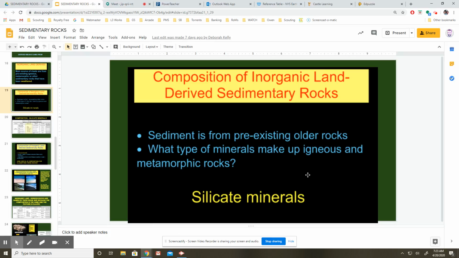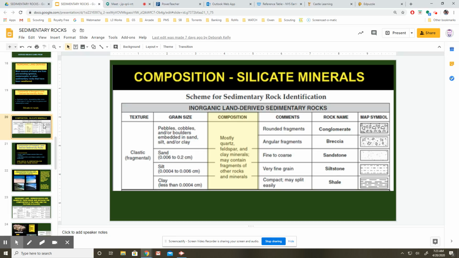So if the silicate group of minerals is the main part of the sediments that build sedimentary rocks, when we organize them, the composition is going to be mostly quartz and feldspars. Some clays and fragments of other rocks are included, but we do see a lot of quartz because it is the most readily available mineral on the surface of the earth.